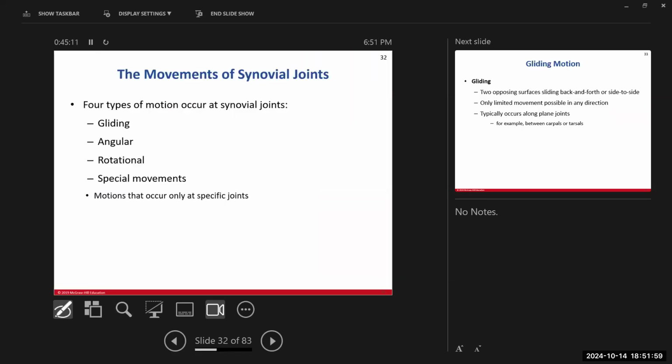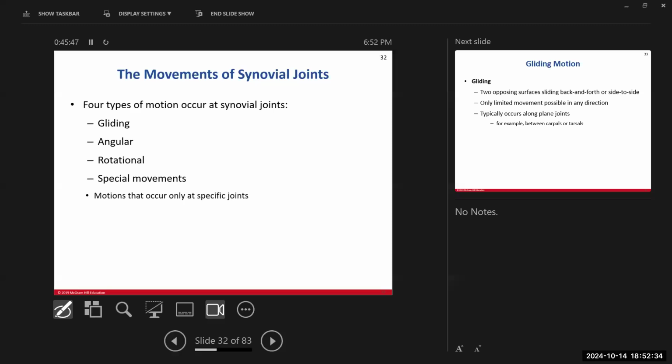All right. So let's talk about the different movements that we're going to view in a synovial joint. The first one we already talked about, which was gliding: two opposing surfaces moving back and forth. Then we have angular, rotational, and then our special movements. We'll talk about the special movements because those are named movements that we're not terribly familiar with, like pronation, supination, plantar flexion, dorsiflexion. So those four types.